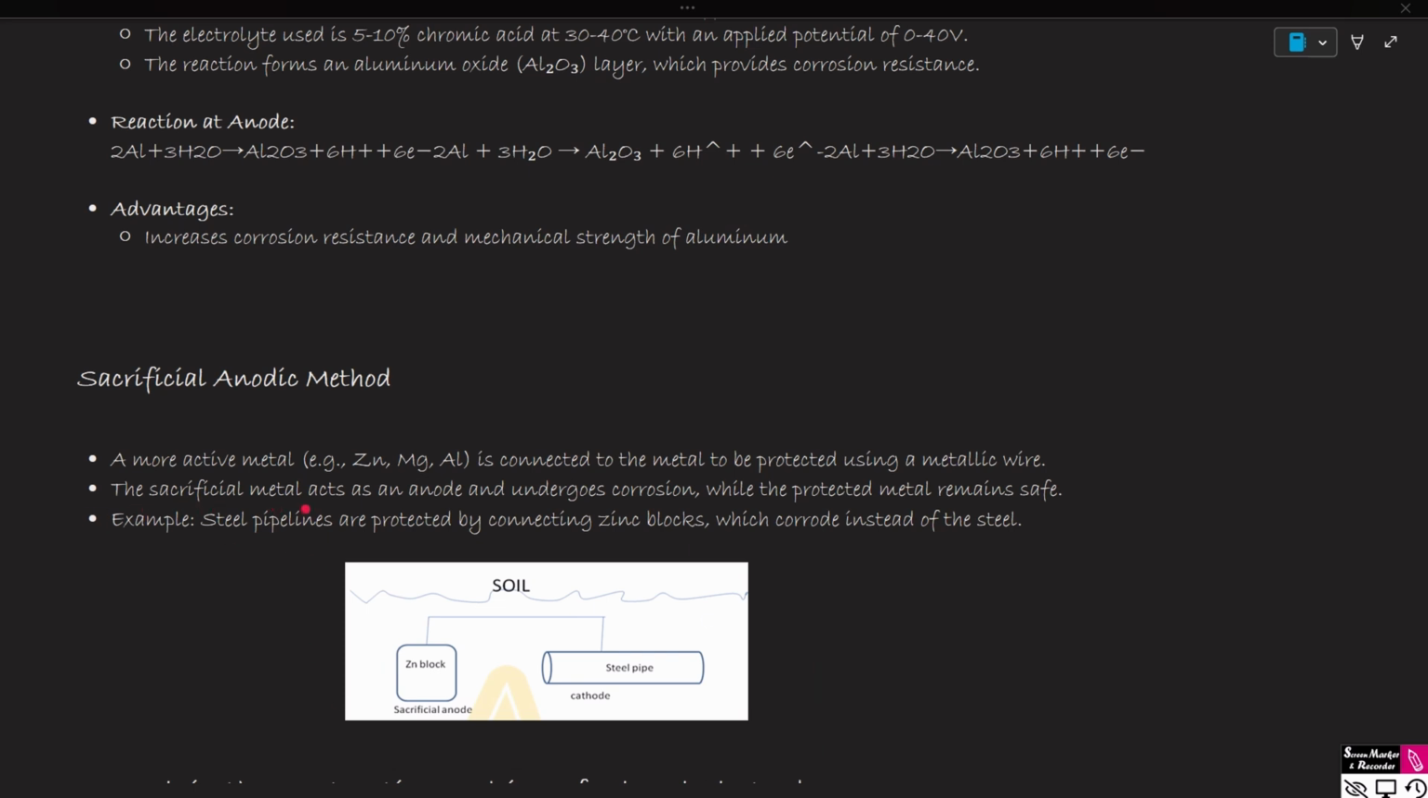The sacrificial metal acts as anode. As I told, anode always undergoes corrosion, whereas cathode remains protected. The sacrificial metal acts as anode and undergoes corrosion, while the protected metal remains the same. So here the sacrificial metal is zinc and it is acting as anode. So it goes under corrosion, whereas the steel pipe which acts as cathode doesn't go under corrosion.